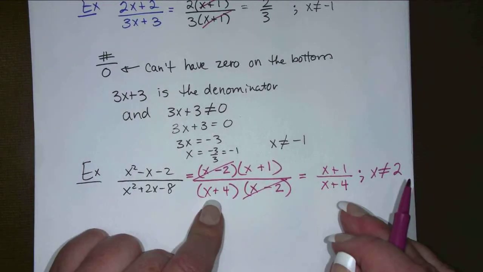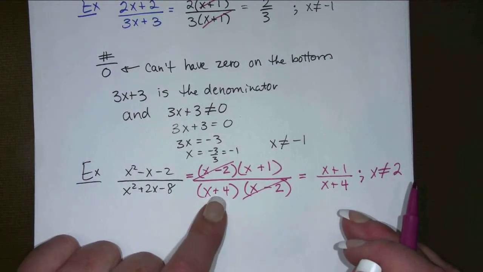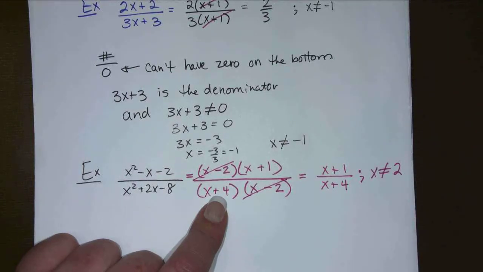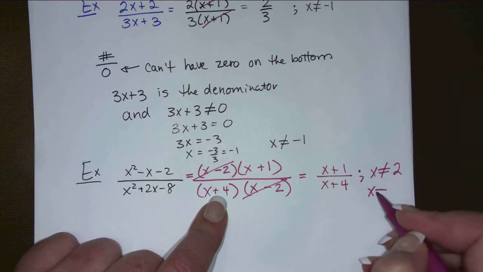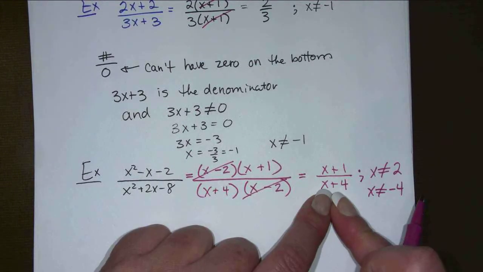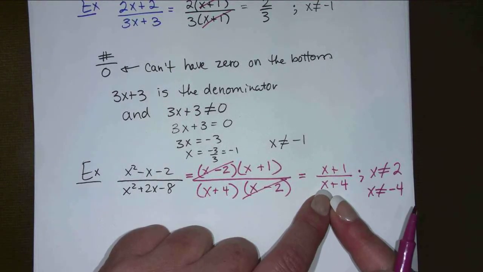Could we put the other number that makes the bottom 0, which is negative 4? Do you agree with that? Yeah. Could we put that as a restriction? Yeah. But it's not needed. Why not? We could also say that x is not negative 4, but that one's not needed because it still can't be negative 4 here. We didn't cross that part out.